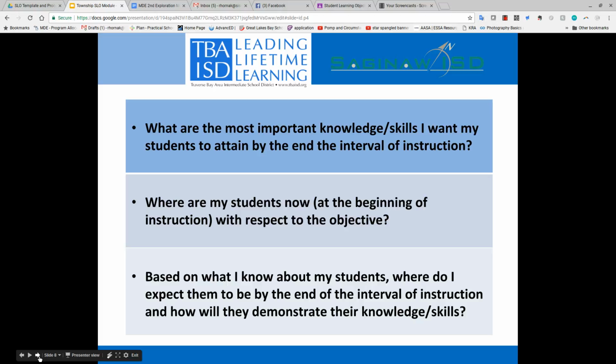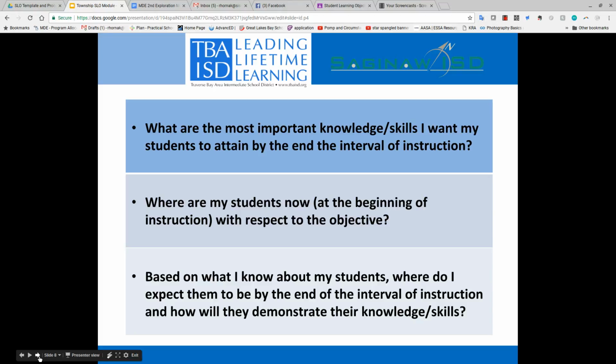That's why I like interval of instruction, because to me, it could be a 3-day lesson. It could be a 7-day unit. It could be a 6-week marking period, a semester, a year long. I've seen it done in many, many forms. So think of it as interval of instruction or chunk of learning.